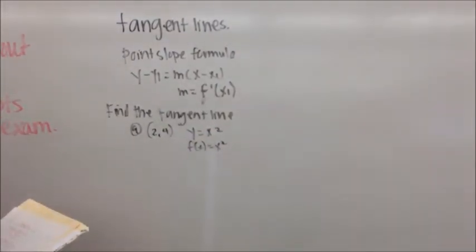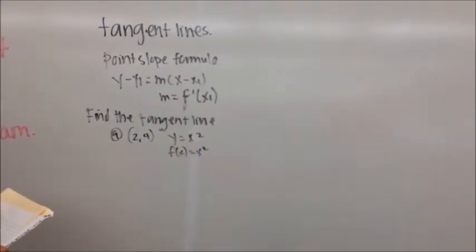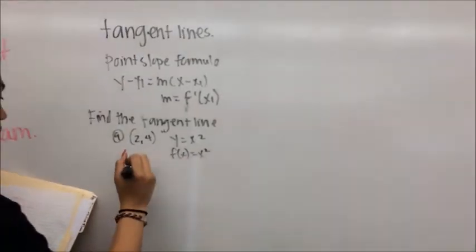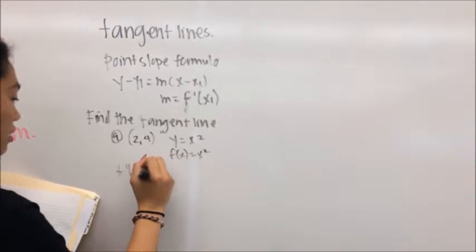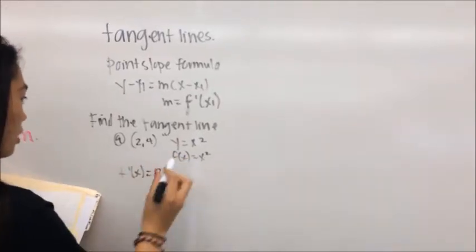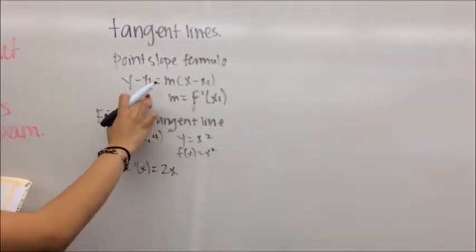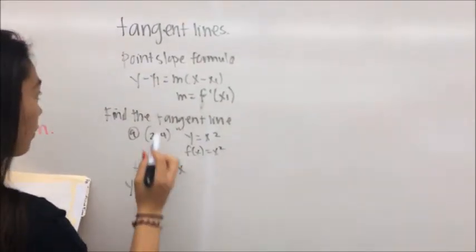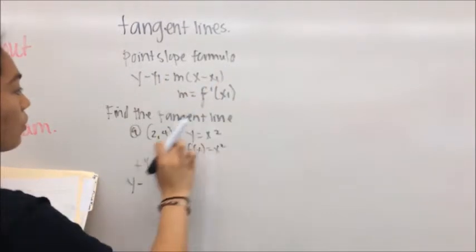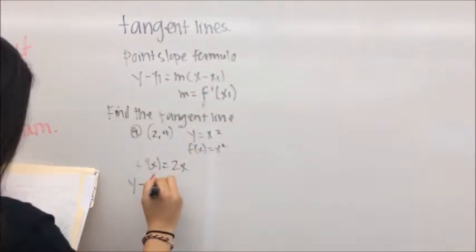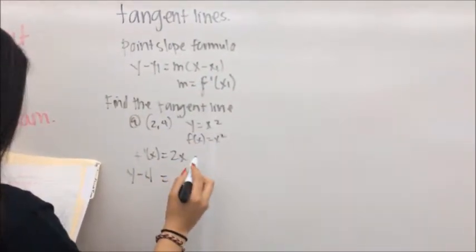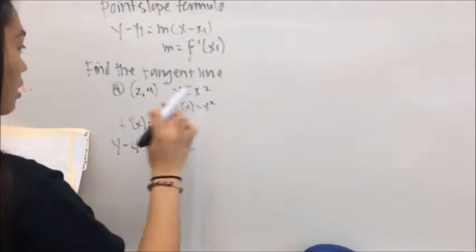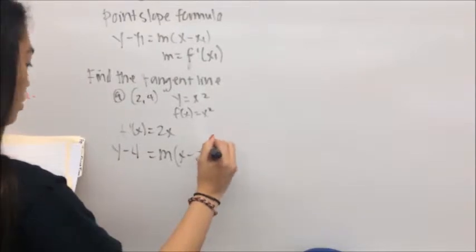So first, what you want to do is find the derivative of your equation. So the derivative of x squared is equal to 2x. And so using the point slope formula, you already know that y minus y1, which is your y of 4, equals m times x minus x1, which is 2.